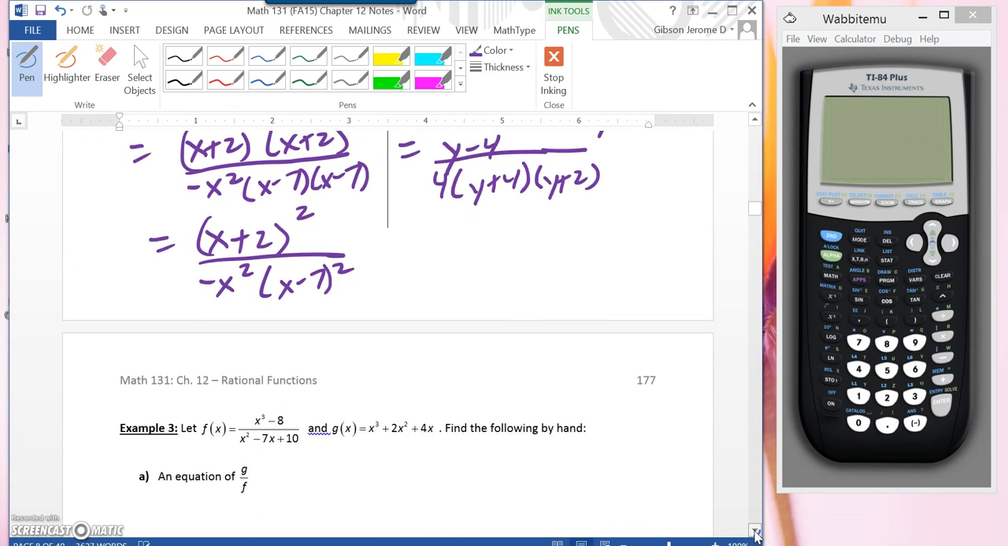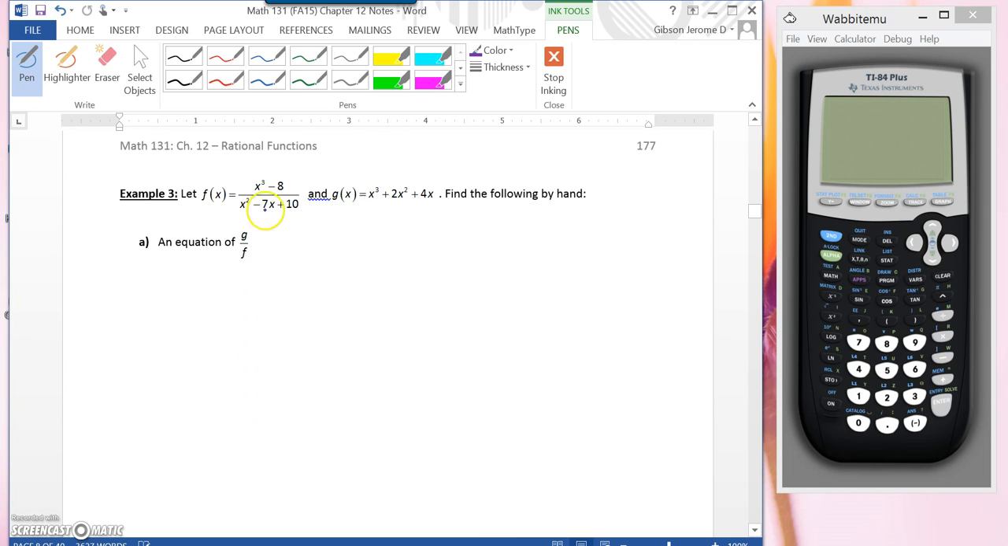Now we move on to the next page. It says example 3. Let f of x equals x cubed minus 8 over x squared minus 7x plus 10 and g of x equals x cubed plus 2x squared plus 4x. Find the following by hand. An equation of g divided by f. So this is what we would do.